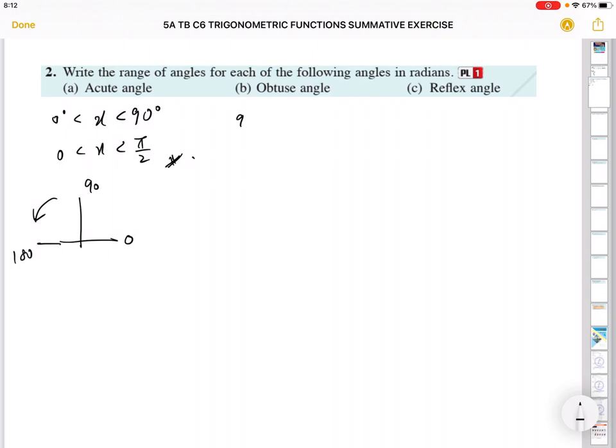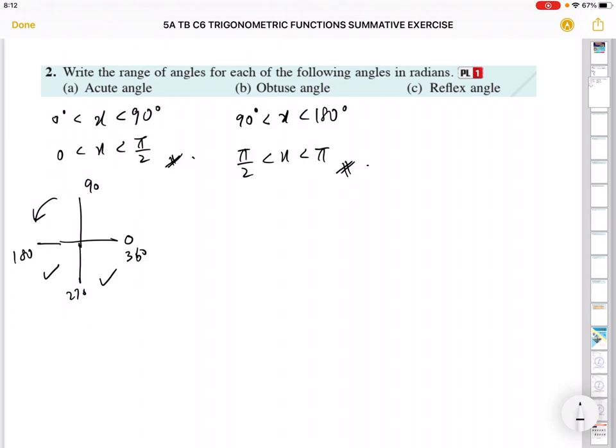So in degree is 90 to 180. In radian, you divide by 2. 180 is pi, 90 is pi over 2. So there you go. It's between pi over 2 and pi radian. Okay, how about reflex? Now reflex is quadrant 3 and 4. It can be either quadrant 3, 180 to 270, or 270 to 360. That will be quadrant number 4.